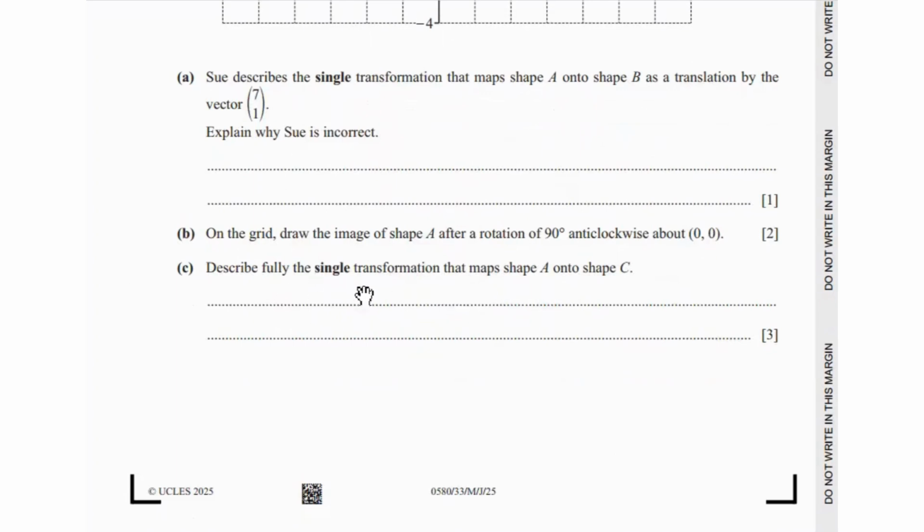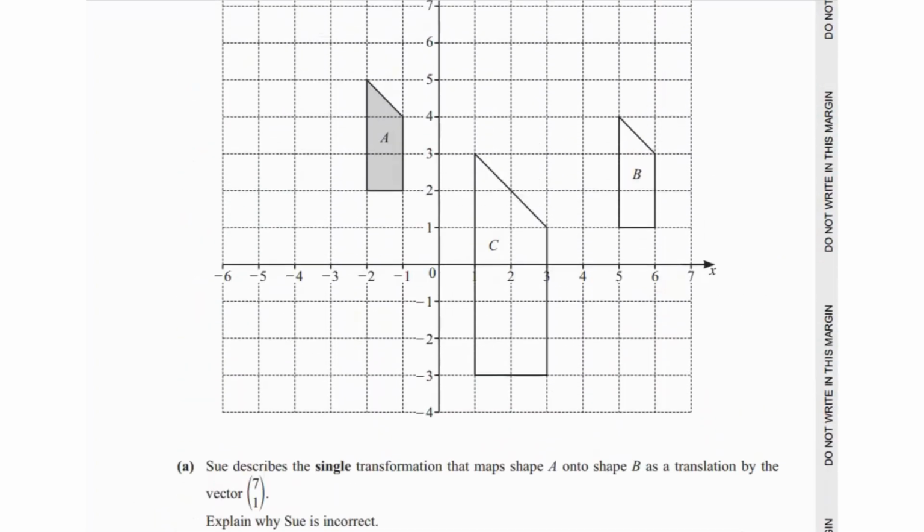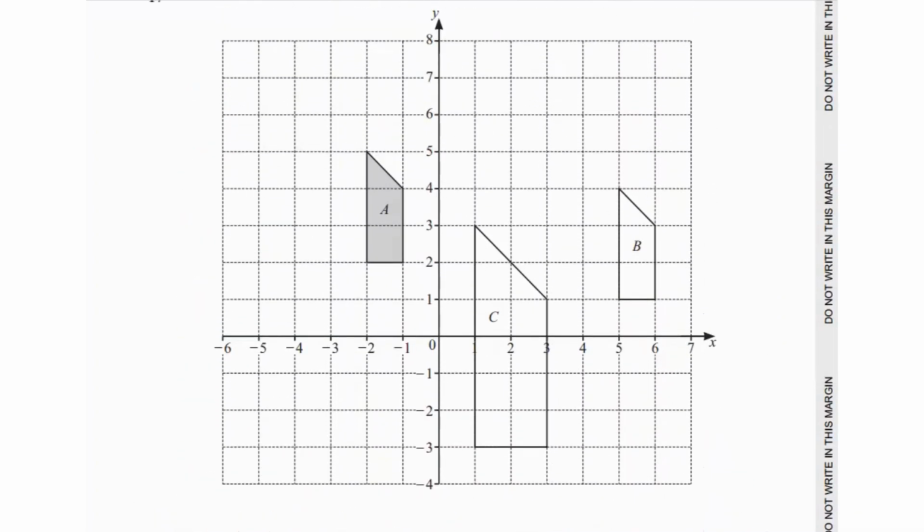Then describe fully the single transformation that maps shape A onto shape C. Shape A onto shape C is clearly an enlargement. And for the scale factor, we pick 2 corresponding sides. So we pick this and this. 1 is becoming 2, which means the scale factor is 2.